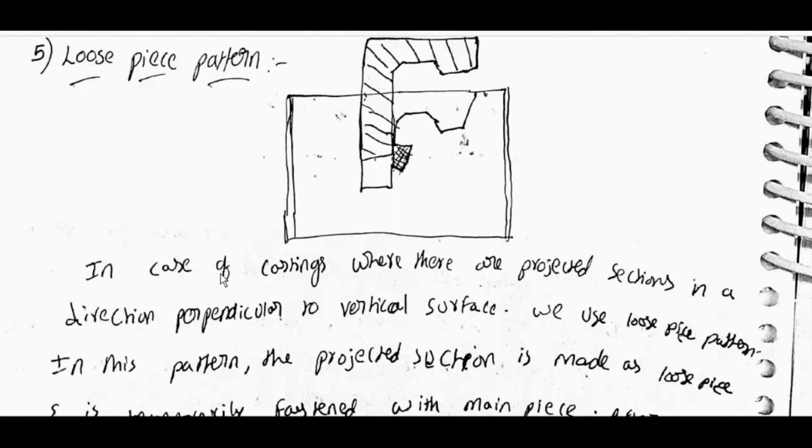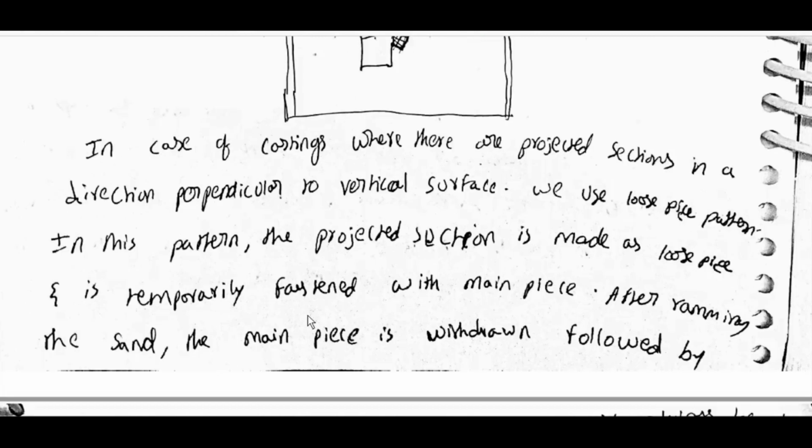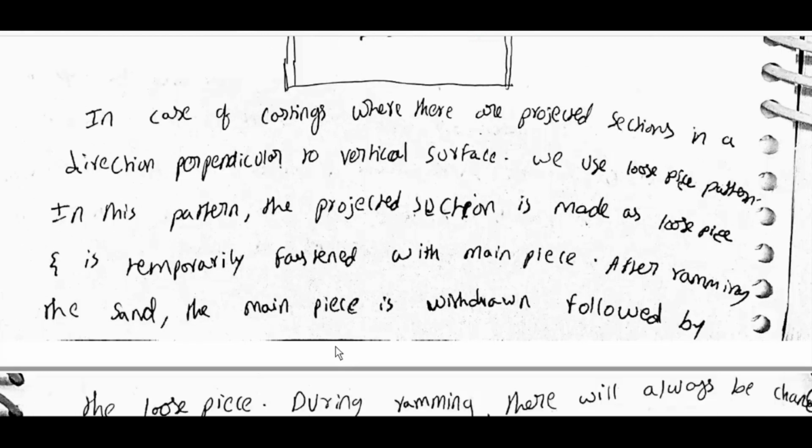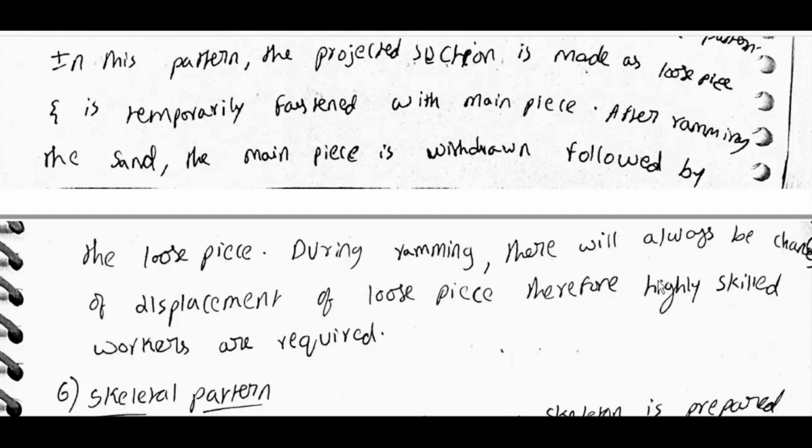Loose piece pattern. In case of castings with projected sections in a direction perpendicular to the vertical surface, we use a loose piece pattern. In this pattern, the projected section is made as a loose piece and is temporarily fastened to the main piece. After ramming the sand, the main piece is withdrawn, followed by the loose piece. During ramming, there will always be a chance of displacement of the loose piece, and therefore highly skilled workers are required.